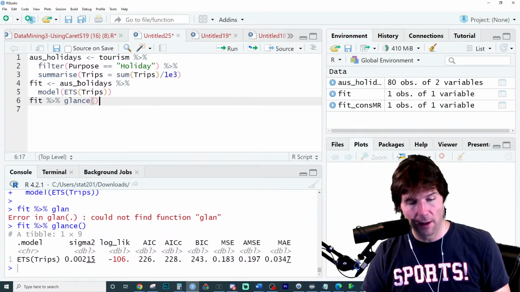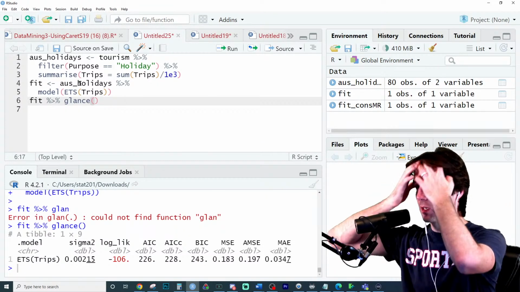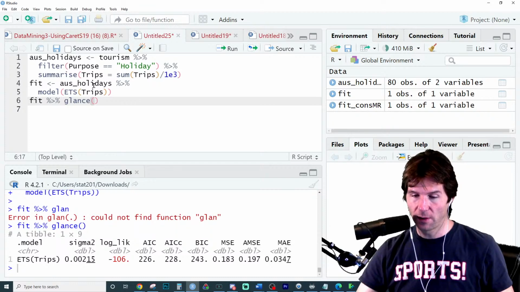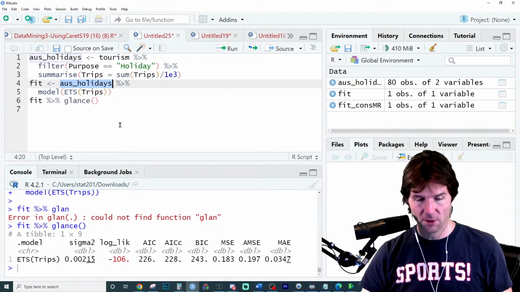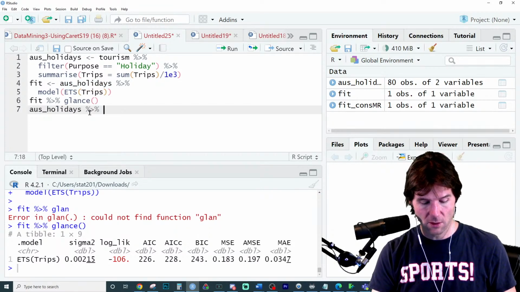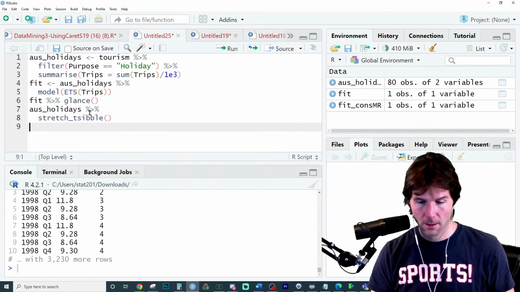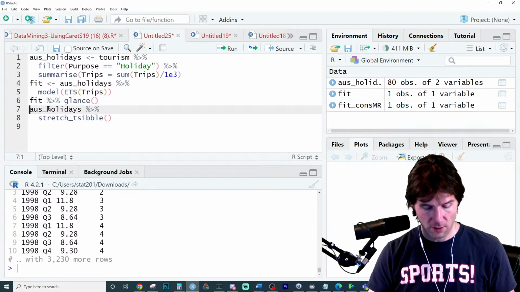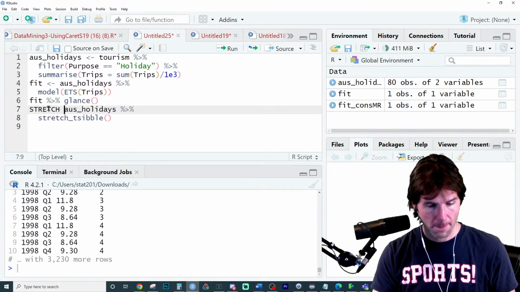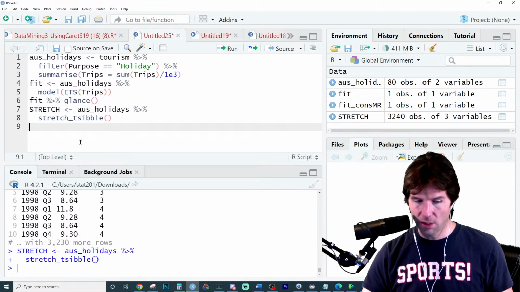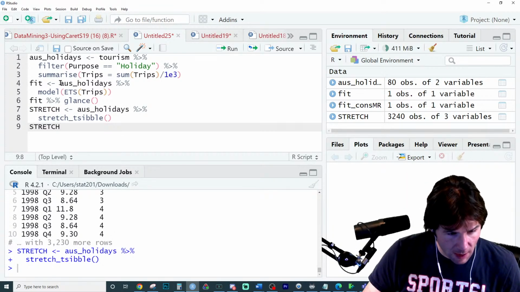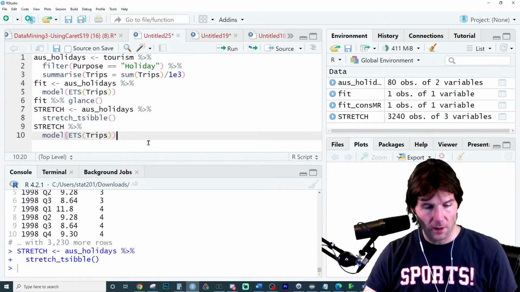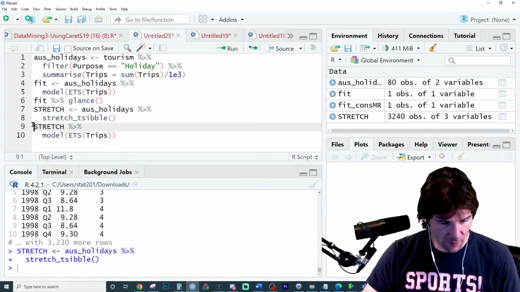There's the glance. Okay, so now, let's see here, because you're wondering on the time series cross-validation. Okay, how big is this? Okay, this isn't a huge data set. Let's try to do it. Ready? Speed run time. Let's do this. Let's go to stretch tsibble. There's the stretch tsibble. Nothing too crazy. Let's go here and take our models on this. Okay, there's our model. Let's store it into fit 2.